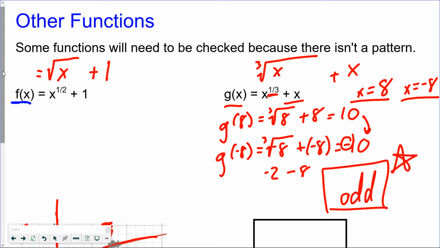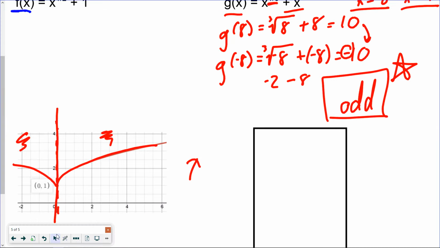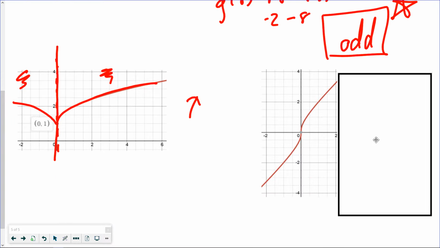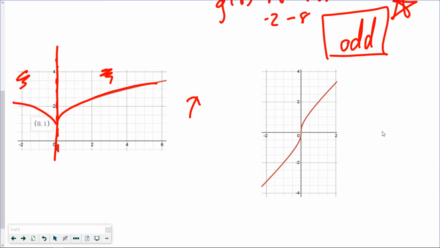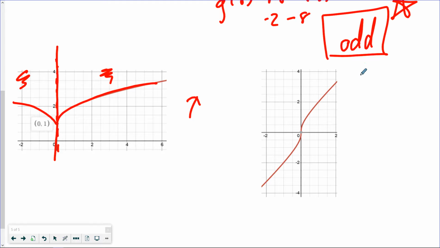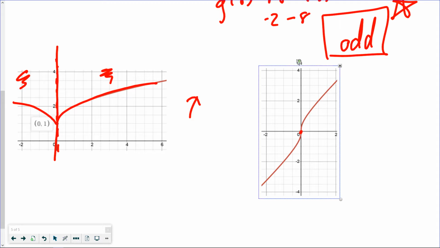So if we look at this graph, we can tell two things we have to check. Does it go through the origin? Yeah, right there. We've got a point at 0, 0. The other thing that tells us that it is odd is if I take this graph and I rotate it 180 degrees, it should look exactly the same as the original graph. So if I go ahead and rotate this, except for it moves a little bit, you can't tell the difference. It looks exactly the same.